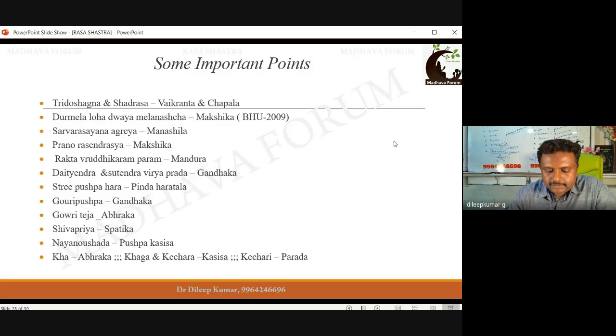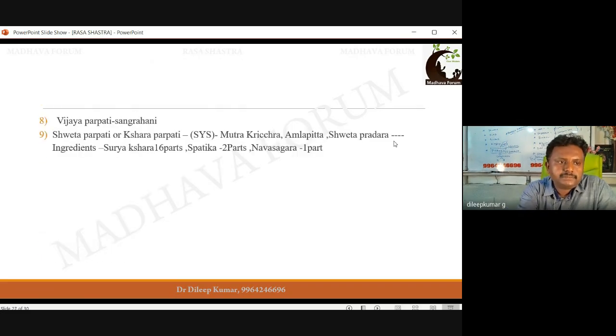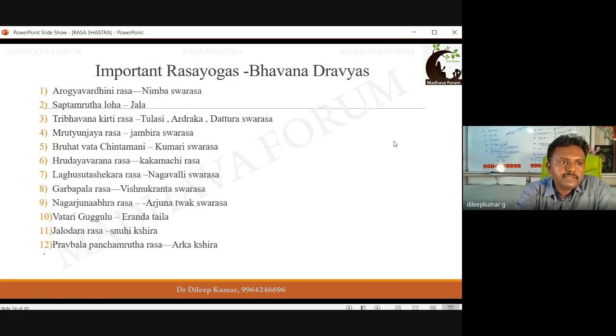Some examples of Kupi Rasayanas: Tribhuvana Kirti, Laghu Sutashekhara, Ananda Bhairava Rasa, Ingulesh wara, Shwasakuthara Rasa, Kumara Kandarpa, Arkeshvara, Vardhini, Saptamrita Lauha, and Mrityunjaya Rasa. These are all examples of Kupi Rasayanas. So first we'll start with Shwasakuthara Rasa.